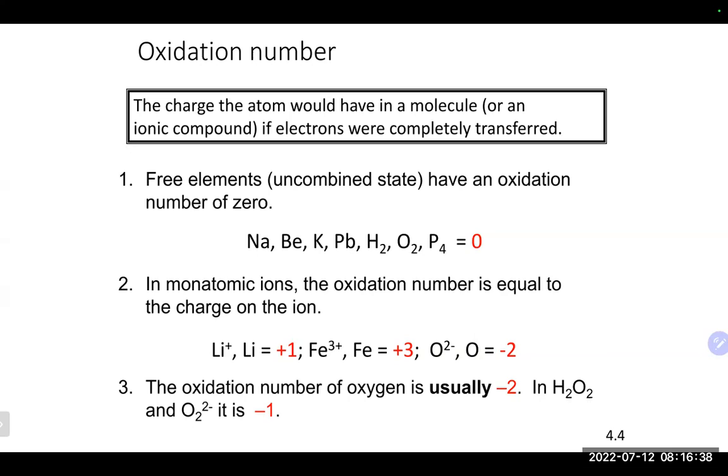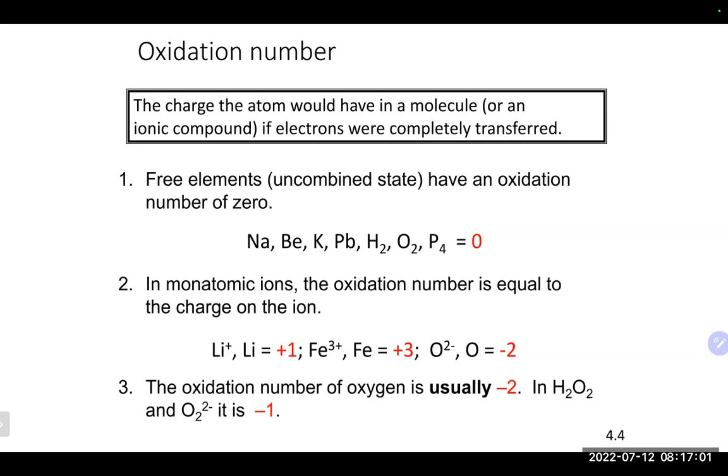In a monoatomic ion, the oxidation number is equal to the charge. So if you're dealing with something like lithium, +1 will be the oxidation number or state for it. If you're dealing with an iron 3 ion, it will be +3. Oxygen, which is really a great place to start in a lot of cases in terms of assigning oxidation numbers, will typically have an oxidation state of -2.